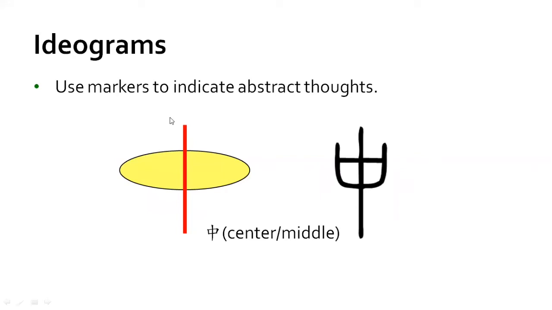And these characters, you can probably guess they mean the center and the middle. The marker is the red line here. These markers are just placed in the middle of the thing, so it indicates the meaning of these characters. It means the center and the middle. You see here, the marker indicates the meaning is in the center.